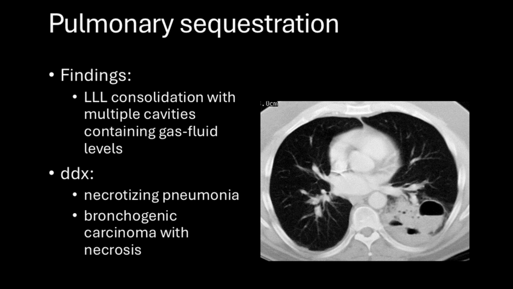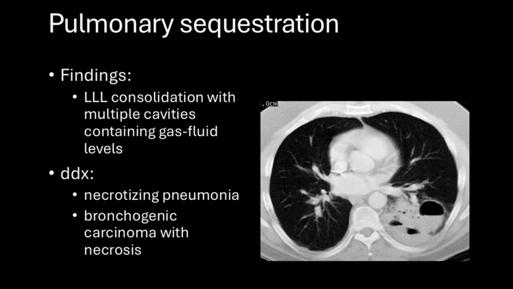When evaluating this case, it's also important to consider differential diagnoses such as necrotizing pneumonia. A similar presentation with cavitation and consolidation could occur, particularly in chronic infections. Bronchogenic carcinoma with necrosis can also present with cavitation, but it is less likely in a patient with recurrent infections in the same region over time.